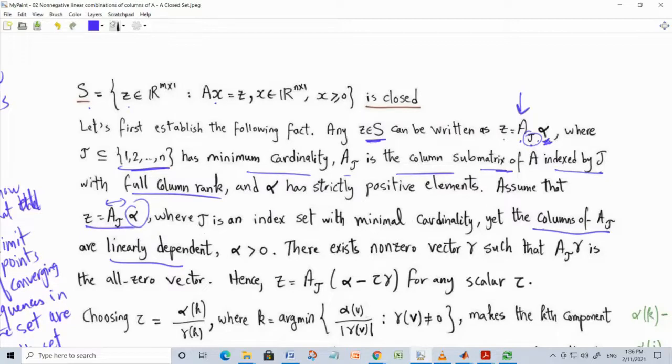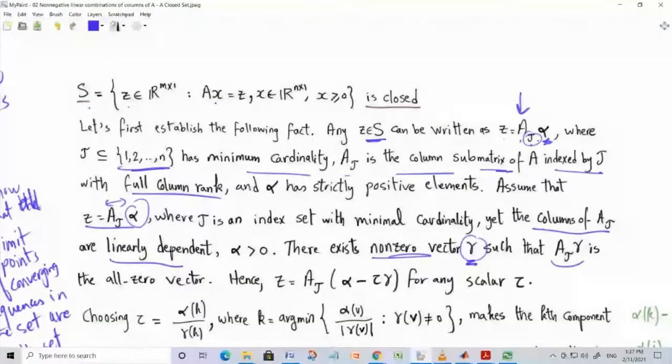Well, if the columns are linearly dependent, there exists a vector gamma such that AJ gamma is the all zero vector, and at the same time this vector gamma is non-zero, which means that gamma is guaranteed to have at least one component that is non-zero. So if you have a matrix and its columns are linearly dependent, its null space is non-trivial. This is exactly what is being said. The null space is non-trivial, which means that you can find a non-zero vector gamma such that AJ gamma is equal to the all zero vector.